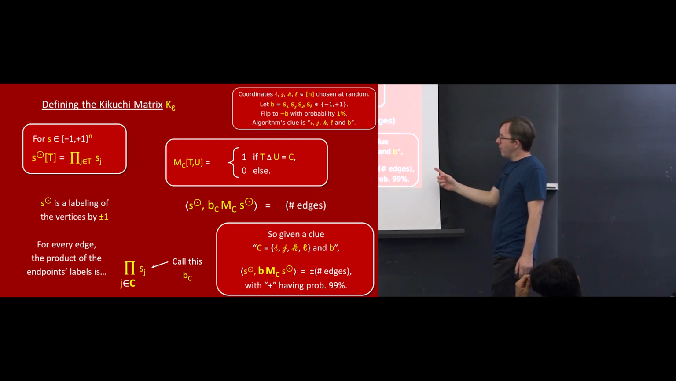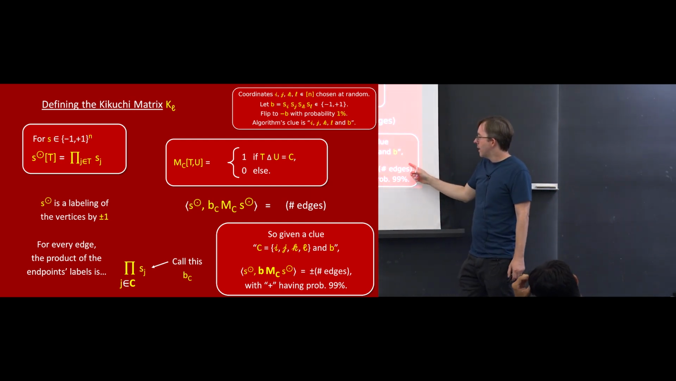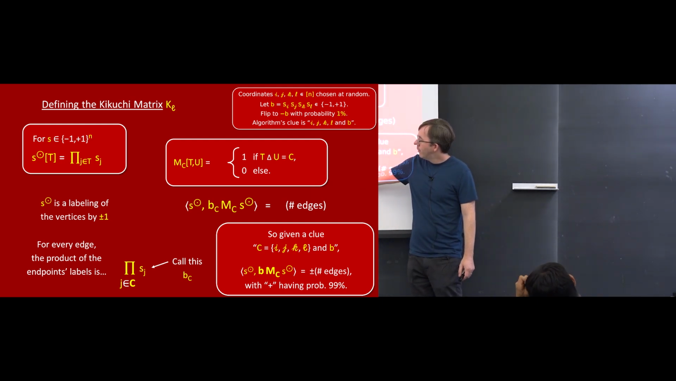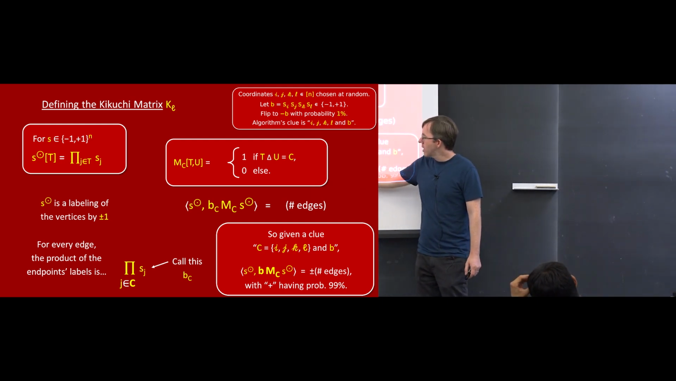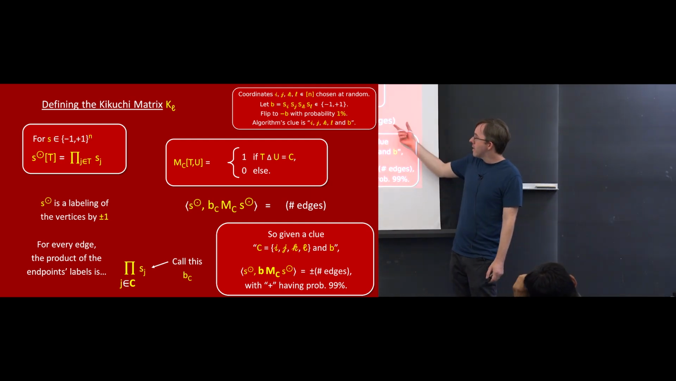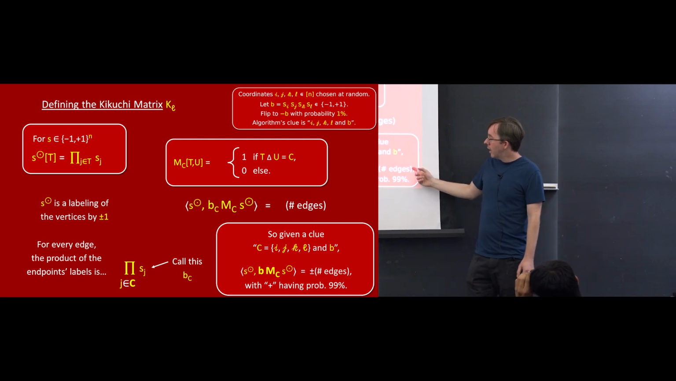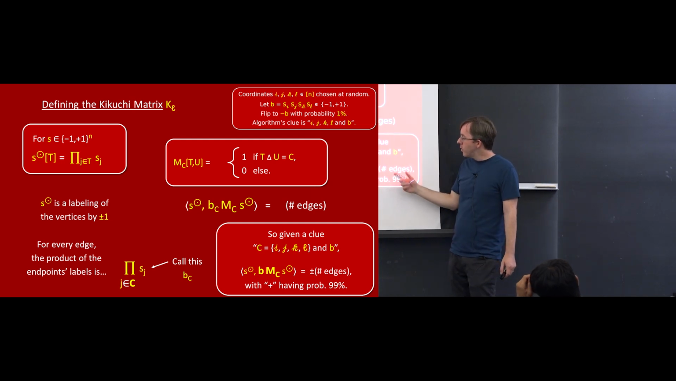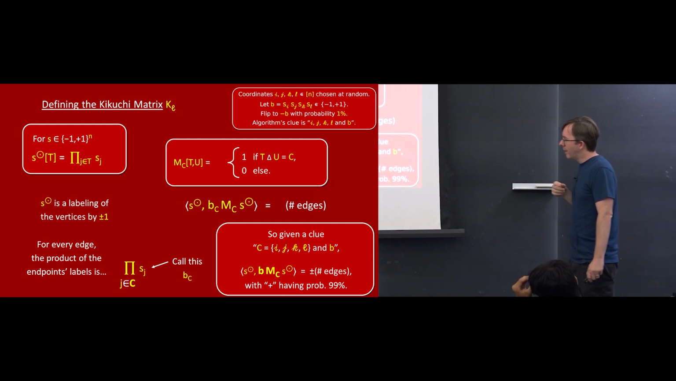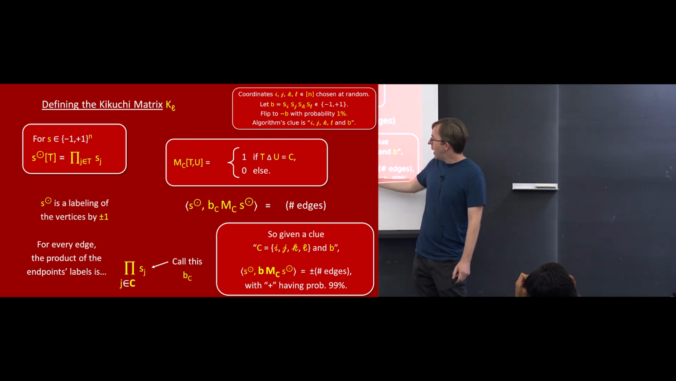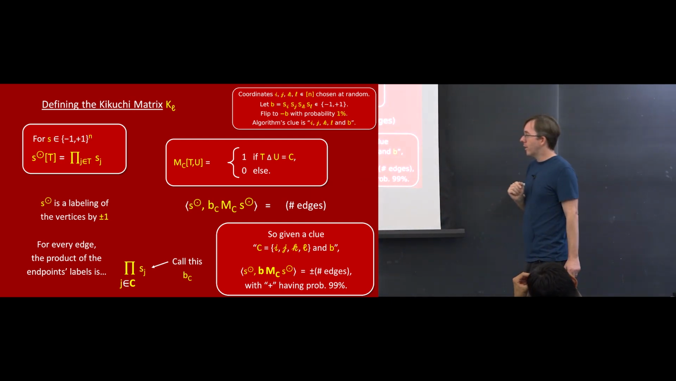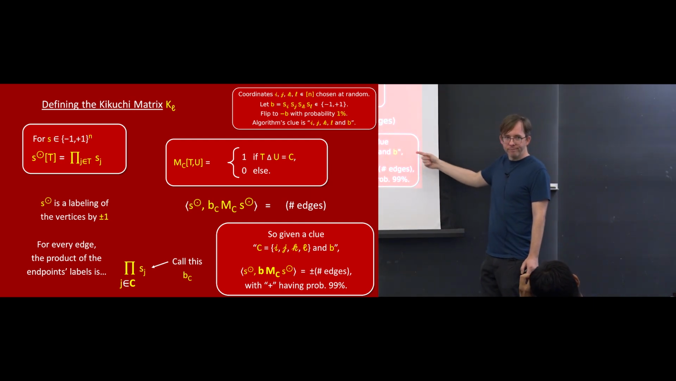So what this means is every time you're given a clue that looks like this, the quadratic form of the lift of this secret string S with this matrix B times MC is either plus or minus the fixed number of edges in this matching. The plus is 99% of the time. So it's usually plus the number of edges, and occasionally it's minus the number of edges. Basically, this is a really great vector for quadratic forming with this matrix that you get out of the clue.